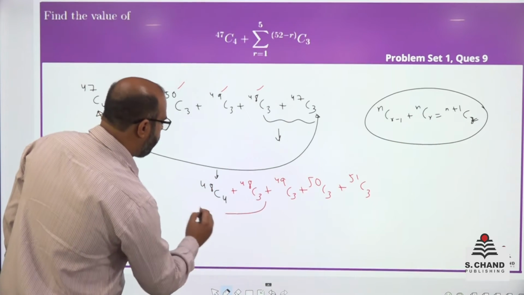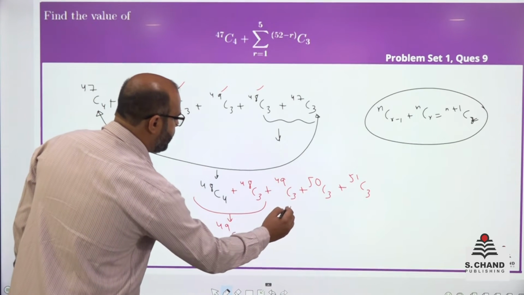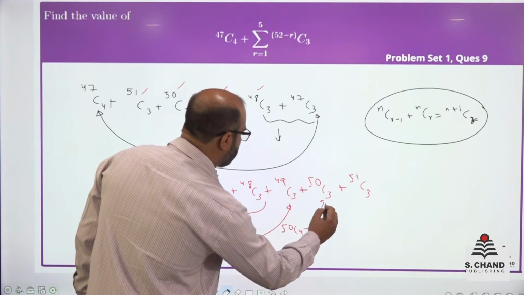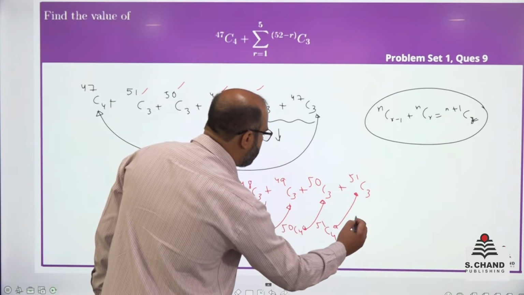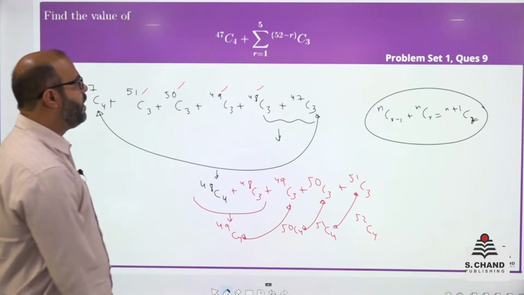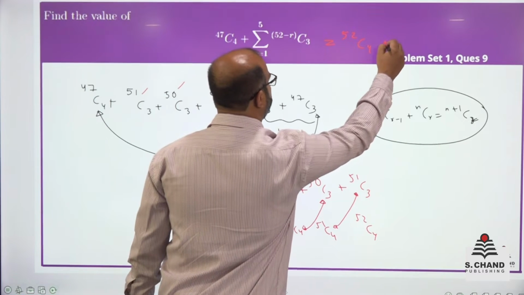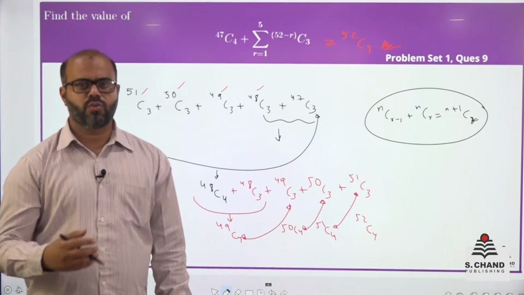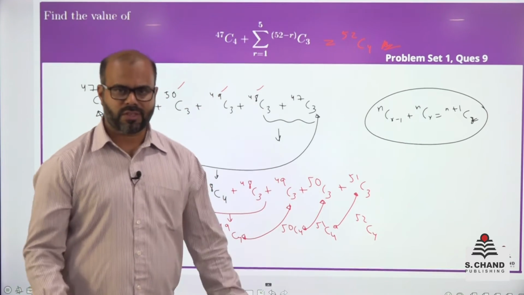Now again apply the same formula in these. So it will give you 49C4. Now combine it with this. You will get 50C4. Now combine this with this. You will get 51C4. Now combine with this, you will get 52C4. So finally the value will be 52C4. This will be your answer. Now you need not find the value because it will be too big and you don't have to do calculation. You will just say that 52C4 is its answer.